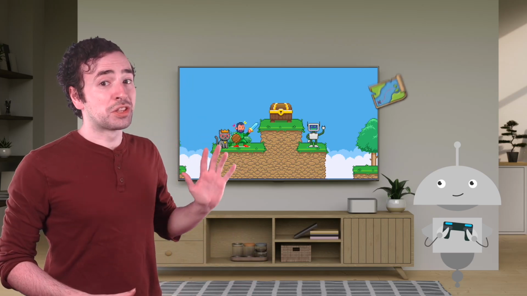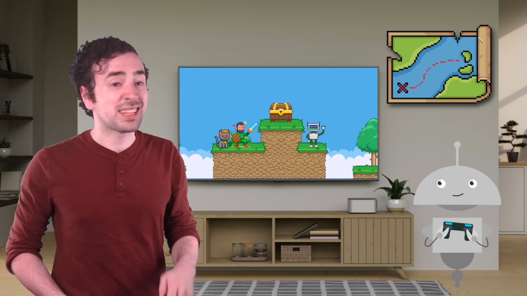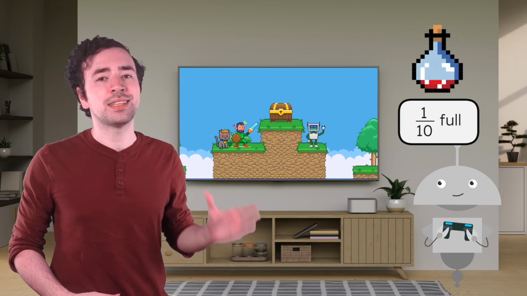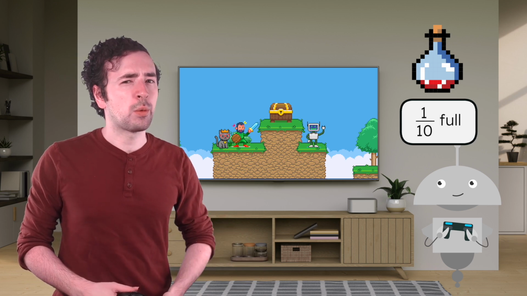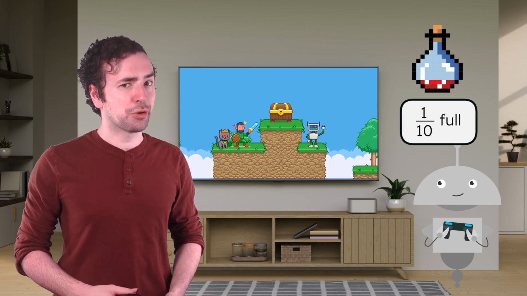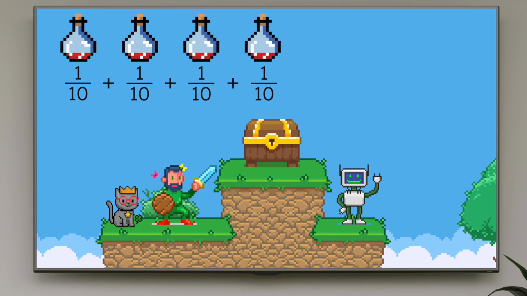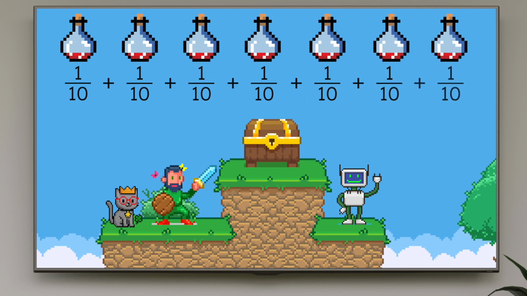Mia and I used the treasure map we bought in our last lesson and found a chest that gives out health potions that are 1/10 full. So I wonder how much health we'll get in total. 1/10 plus 1/10 plus 1/10 plus 1/10 plus 1/10 plus 1/10 plus 1/10.